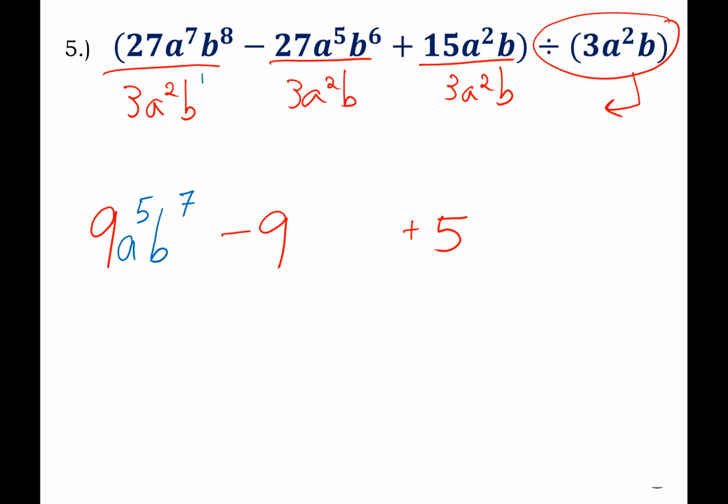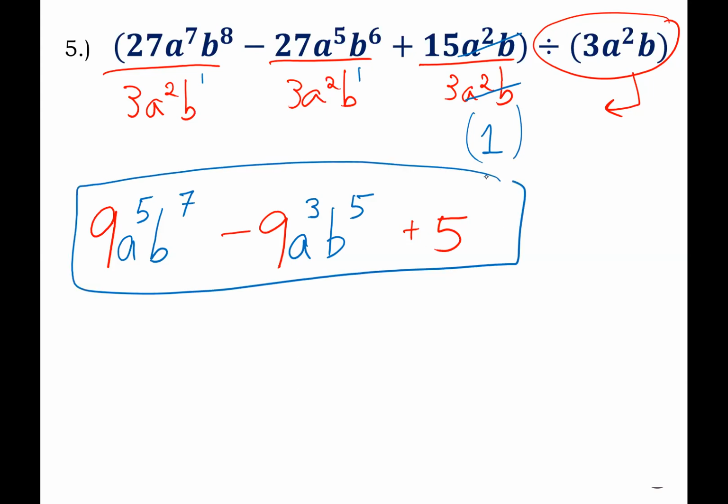Moving on, next term, a to the 5th divided by a squared, 5 minus 2, that would be 3 for the exponent, so a to the 3rd. b to the 6th divided by b, I'm subtracting 6 minus 1, and that's b to the 5th. And then my last term, a squared divided by a squared, and then b divided by b, those essentially just cancel out. That's a 1 right there. So I don't need to write any variables at all next to the 5.